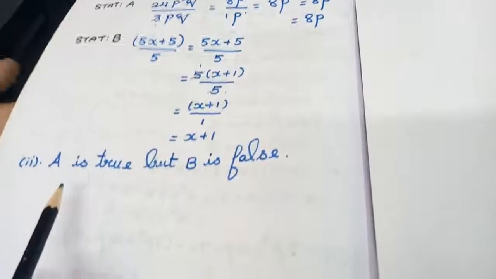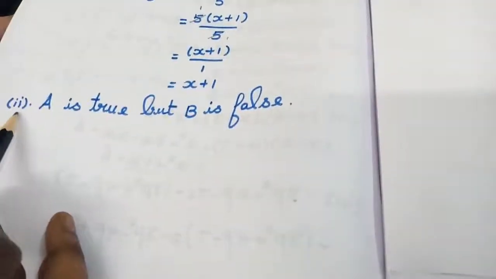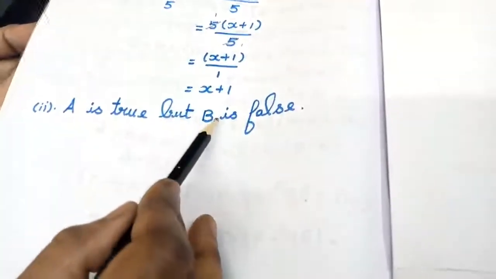They have given you 4 options in your book, students. So option 2 is your answer. A is true but B is false.